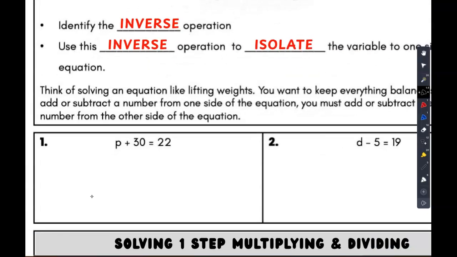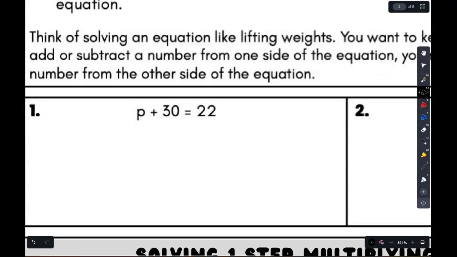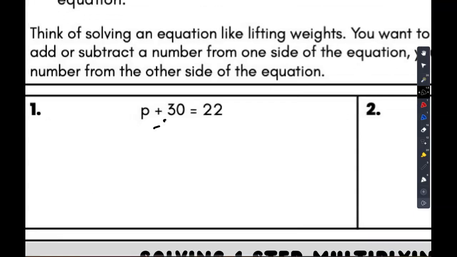So it says here, I've got P plus 30 equals 22. We're going to do the opposite of adding 30, which would be to subtract 30. So I subtract 30 on both sides. And then this will cancel out. 30 minus 30 is 0. So I'm bringing down this P, and P is equal to 22 minus 30, which is negative 8.